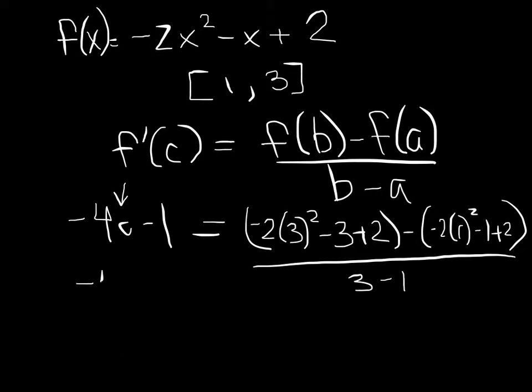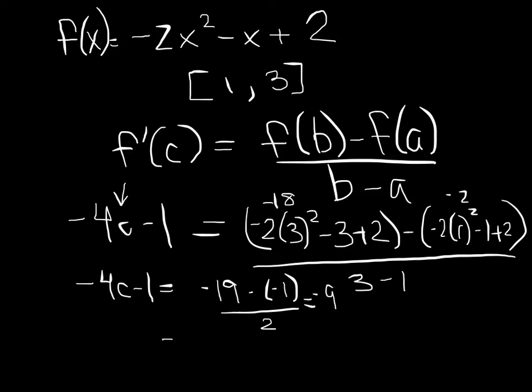So now we have to simplify this, and let's see. So 3 squared is 9, times negative 2 is negative 18, minus 3 is negative 21, plus 2 is negative 19, and then 1, negative 2, minus 1 is negative 3, plus 2 is negative 1, so minus a negative 1, all over 2. So negative 19 plus 1 is negative 18 over 2, which equals negative 9. So now I add 1, so I get negative 4c equals, oh dear, this is not coming out to what you had. Darn it.